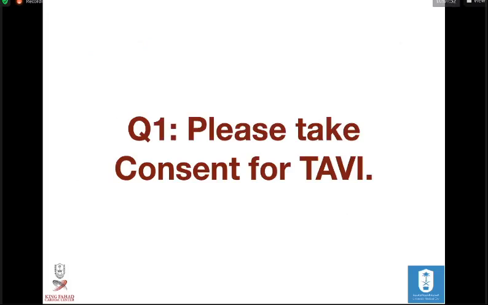You're going to have a station where they give you a scenario of a patient with symptomatic severe aortic stenosis, and they will ask you to take a consent for the transcatheter aortic valve implant. So be systematic to do so.